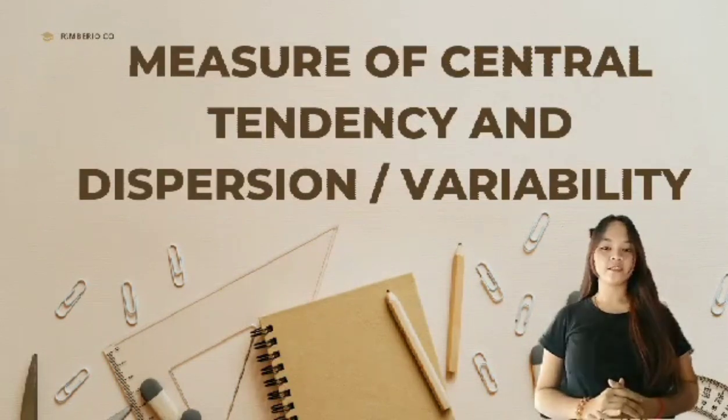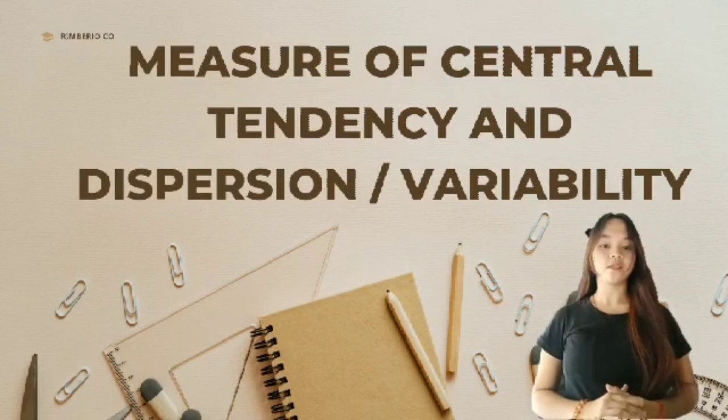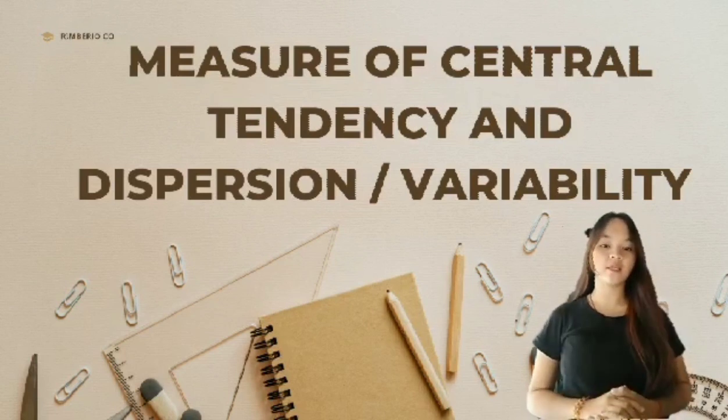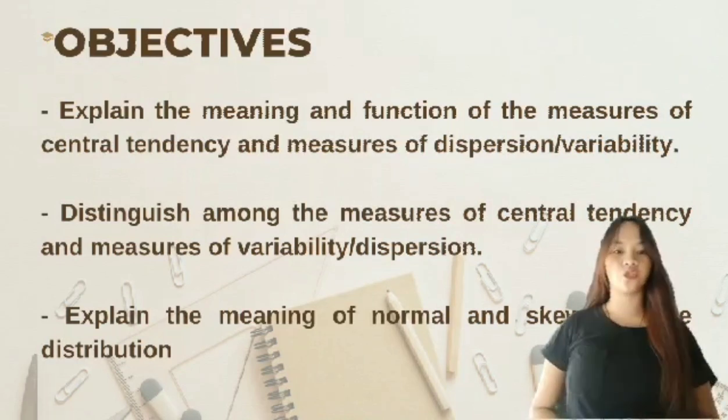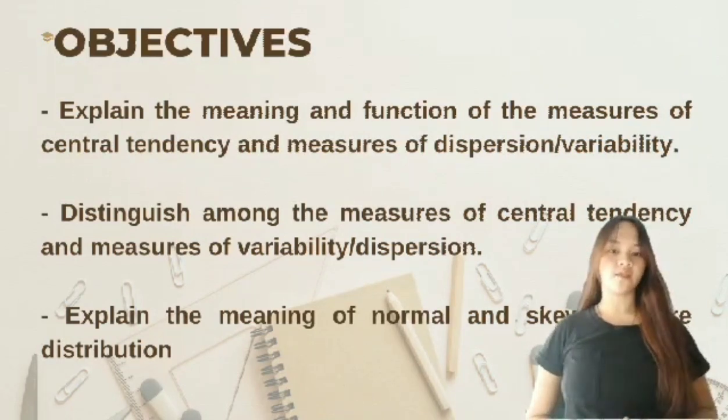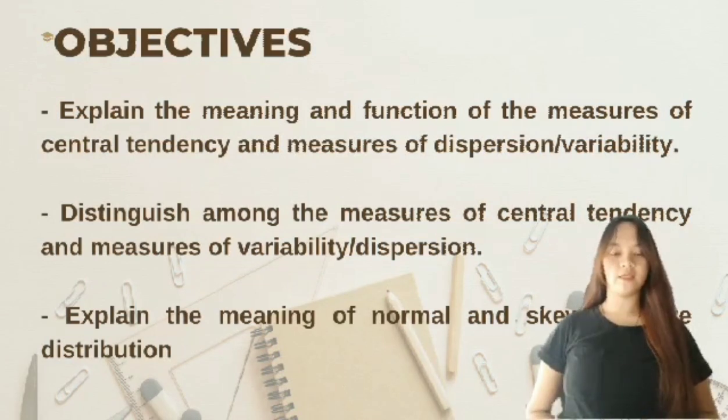We are assigned to discuss Chapter 7, which is entitled The Measure of Central Tendency and Dispersion or Variability. Later, I will introduce my colleagues and their assigned topics, and I will also give a brief description of it. So this is the objective of Chapter 7: to explain the meaning and function of the measure of central tendency and measure of dispersion or variability.